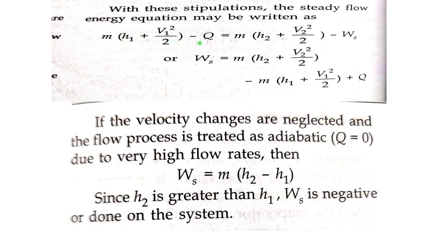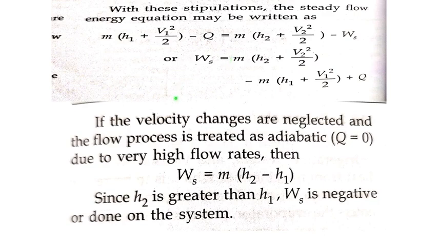by 2 minus Q, because it is outflow of heat from the system to the surroundings, is equal to m into h2 plus v2 square by 2 minus Ws, because work is done by the surroundings on the system. So Ws will be equal to m into h2 plus v2 square by 2 minus m into h1 plus v1 square by 2 plus Q. If we know all other quantities, we can get the work input we are giving to the system, or to this compressor.